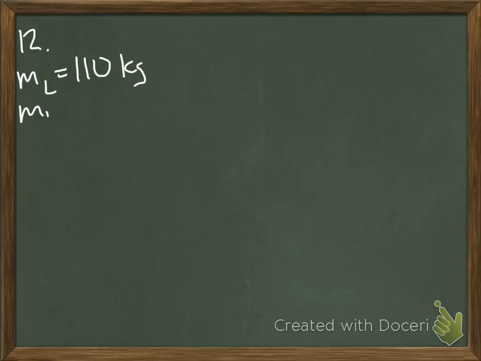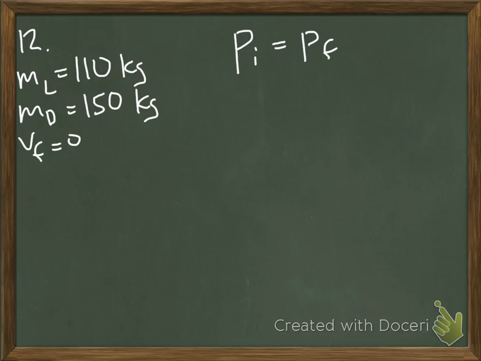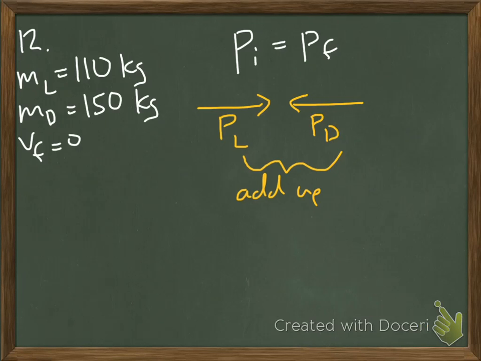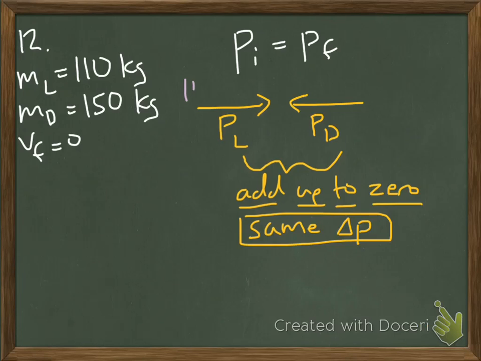We have the mass of a linebacker given, we have the mass of a defensive end given, and they come to a complete stop. Let's think about this. Conservation of momentum: momentum initial equals momentum final. We know that the momentum final is 0 because he comes to a stop. So whatever their momentum is going both ways, they need to add up to 0. So if they both add up to 0, what does that mean? Well, it means that they're both equal. They have the same change in momentum. All right? So that would be the answer to part 1.